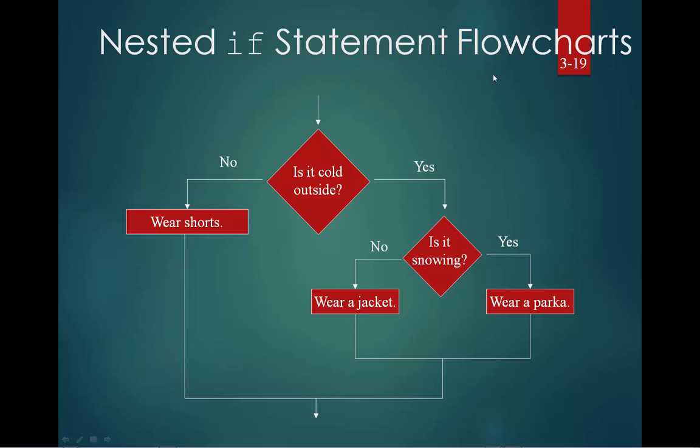And the way you can test this or show this is to actually take a trip through this flowchart. In one case, you may go through here and you end up wearing shorts. In one case, you go through here and you end up wearing a jacket. And in one case, you go through here and you end up wearing a parka. So those are the choices. There are 3 different things that happen.